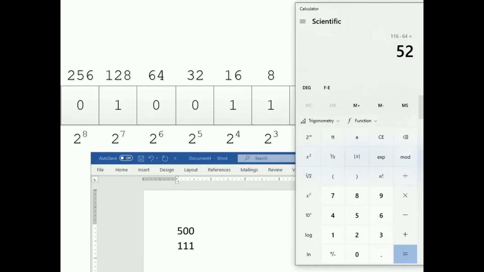Before you watch the rest of the video, I suggest you pause it and see if you can finish the conversion, and then come back and watch me complete it.